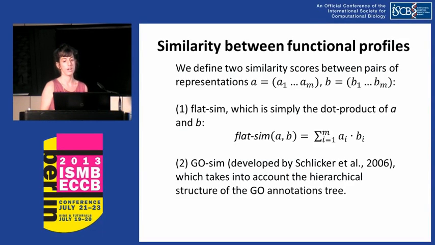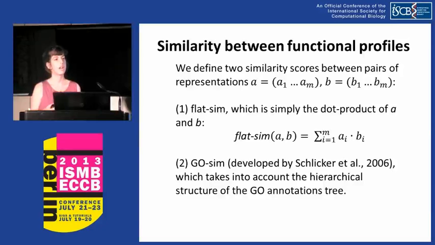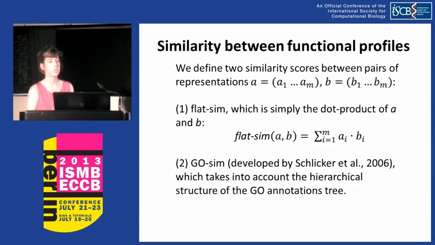While this measure is very simple to understand, it doesn't take into account the fact that the gene ontology is structured as a hierarchical tree. So we wanted to also insert this into our analysis. We used another similarity score, which we called here Go similarity. This was developed by Schlicker and colleagues in 2006, and it takes into account the hierarchical structure of the Go tree. Basically, it assigns more weight to categories that are smaller and more specific and thus more informative.